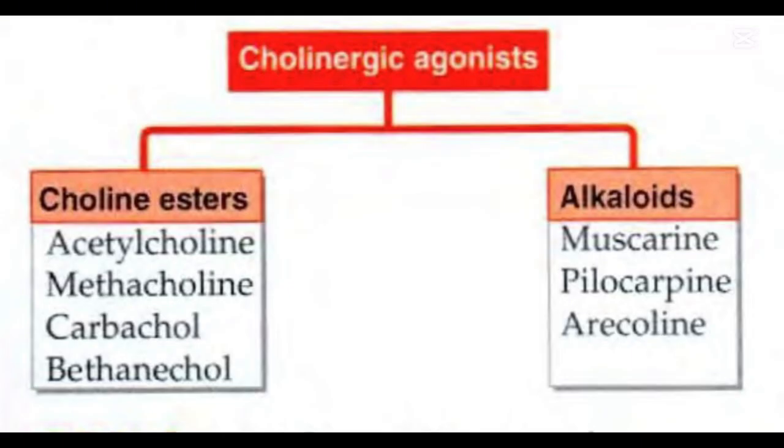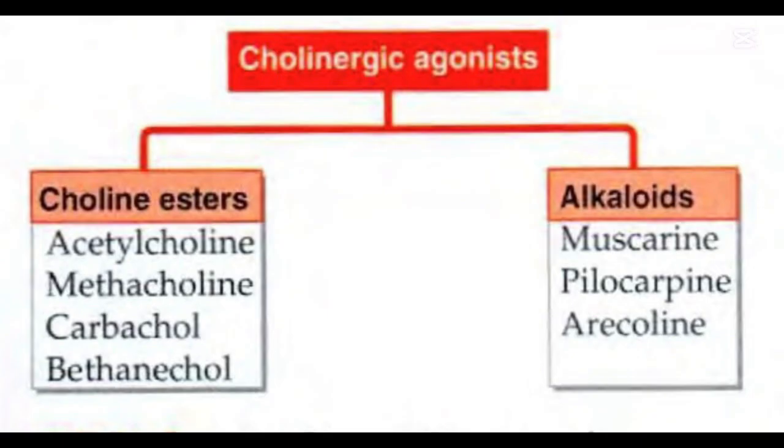Quaternary amines don't have good CNS penetration. They cannot enter the CNS, while the ones that are tertiary amines have good CNS penetration. Don't forget, mostly the choline esters do not have good CNS penetration. The carbachol, the bethanechol, the acetylcholine, the methacholine, they do not have good CNS penetration. But the alkaloids have good CNS penetration.